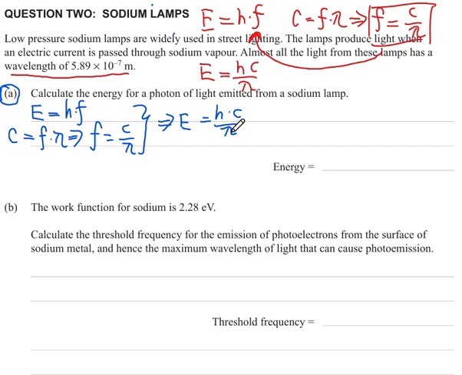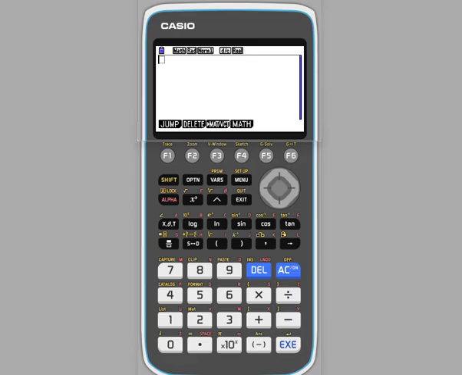And since this lambda is in the unit of meters, so we're using the international units here, your energy should have the unit of joules in the end. Now all we have to do is to plug in some numbers, right? h is 6.63 times 10 to the power of negative 34, times your c is 3 times 10 to the power of 8, and your lambda is given. It is 5.89 times 10 to the power of negative 7, and we can use our calculator to do this.